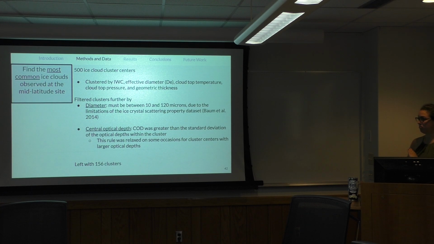We filtered them down more based on restrictions with the cloud diameter and our ice scattering property data set. And we wanted to make sure that our cluster centers were representative of the points that were associated with them. So we started with 500. We were left with 156 to analyze further.